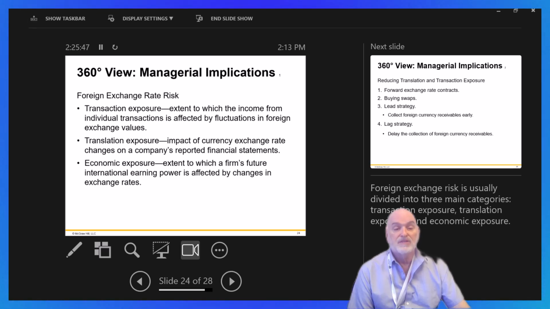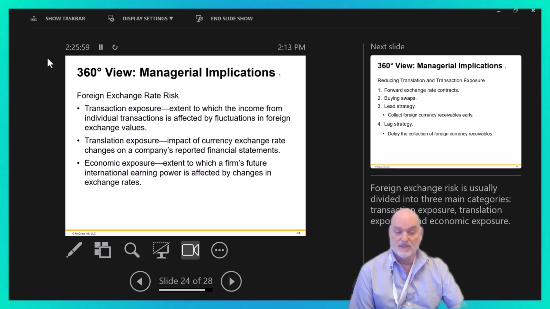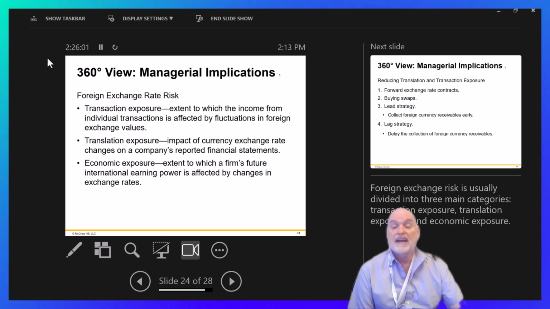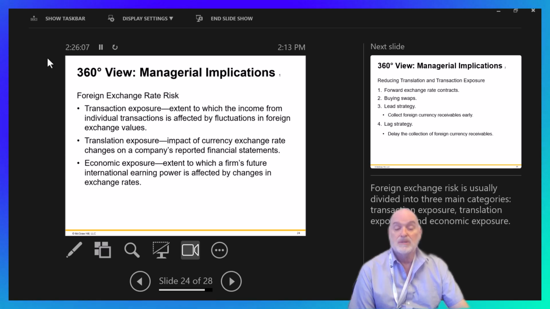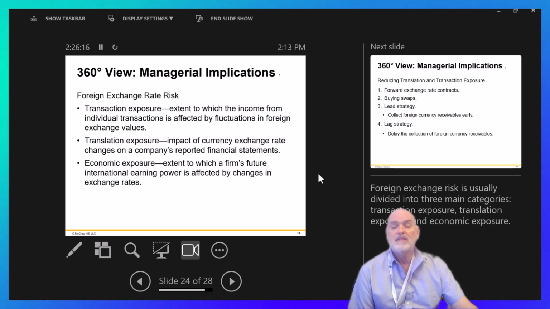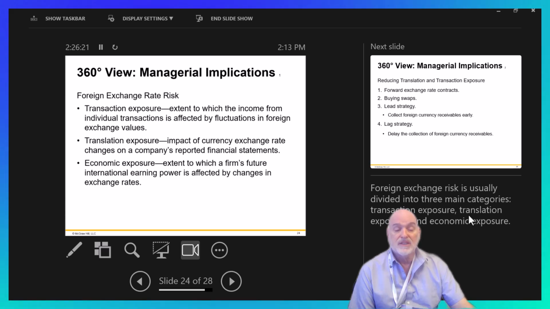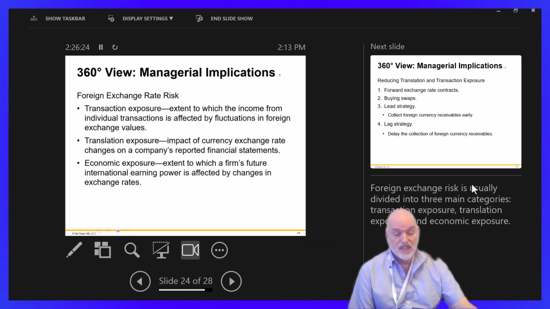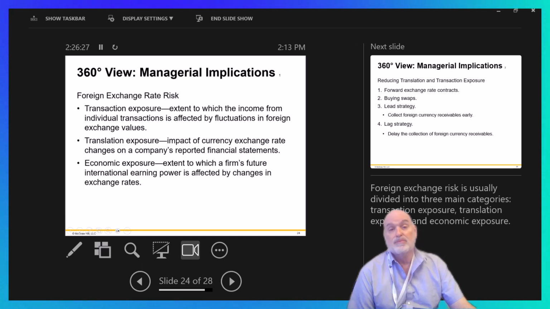The foreign exchange risk through the 360 view, managerial implications. You have transaction exposure, the extent to which the income from individual transactions is affected by fluctuations in foreign exchange values. Translation exposure, the impact of currency exchange rate changes on a company's reported financial statements. And then economic exposure is the extent to which a firm's future international earning power is affected by changes in exchange rates. A company can do everything right in terms of selling its product and it being at a profitable rate, but then all of a sudden you have an economic exposure where the exchange rate fluctuations could actually change something from profitable to unprofitable.